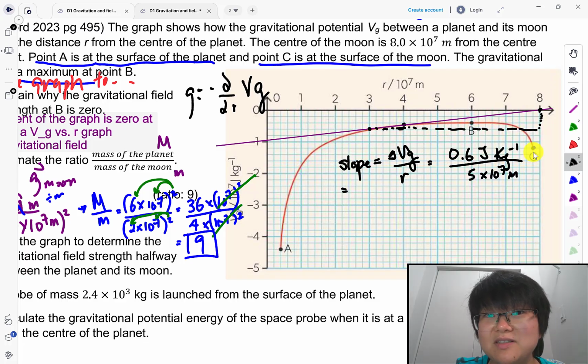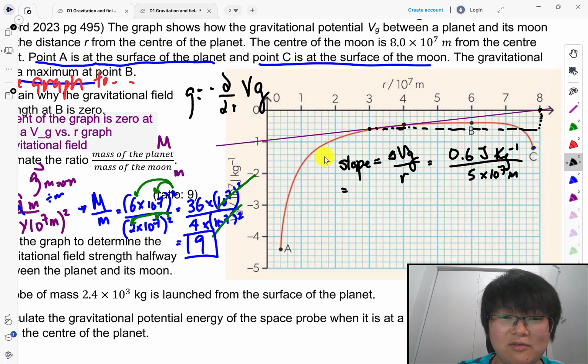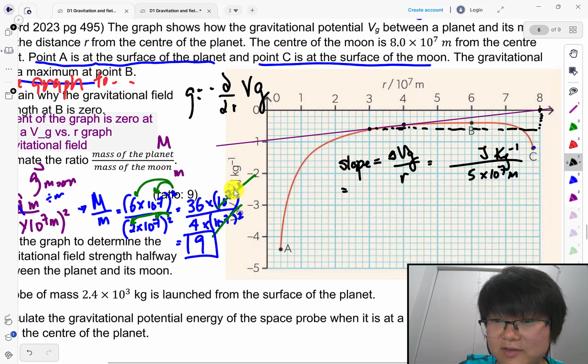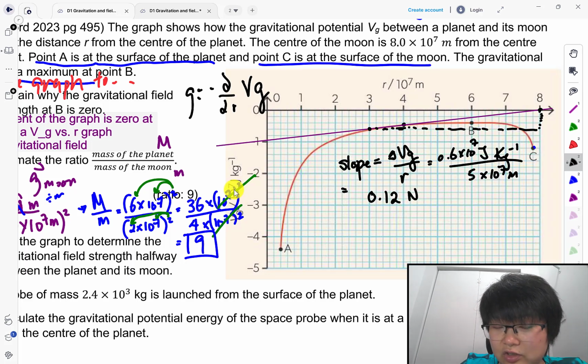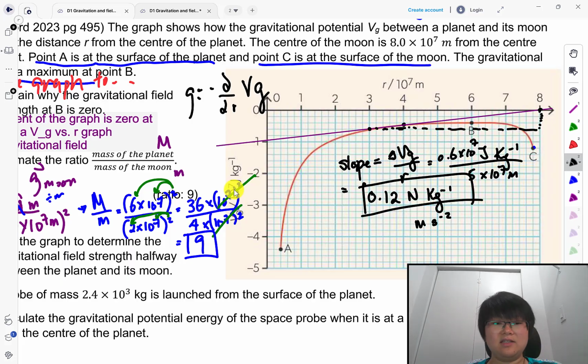Did you spot a mistake I made? I couldn't see it because all my writing got in the way. So 0.6, ouch, 0.6 also times 10 to the power 7. Graphs are sneaky like that. So you also have to pay attention to all the units and all the scientific notations. So I get something along the lines of 0.12, and yes, this is technically joules per kilogram per meter, but we also know better that gravitational field is newton per kilogram, or we also know is meters per second squared. But that is pretty good enough.